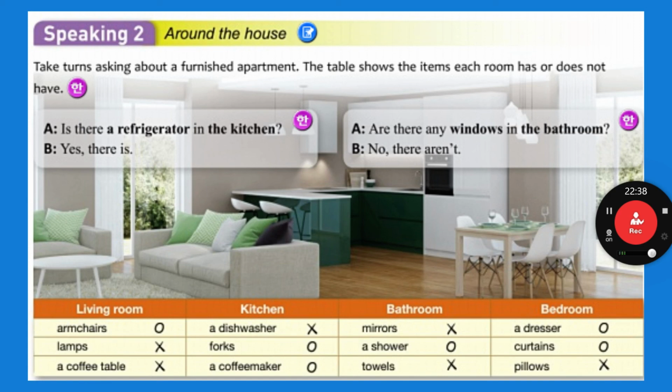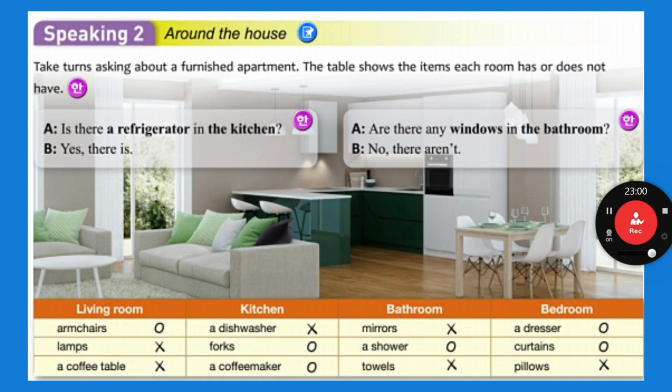Let's look at the bedroom. Is there a dresser in the bedroom? Yes, there is. Are there curtains in the bedroom? Yes, there are. Are there any pillows in the bedroom? No, there aren't.